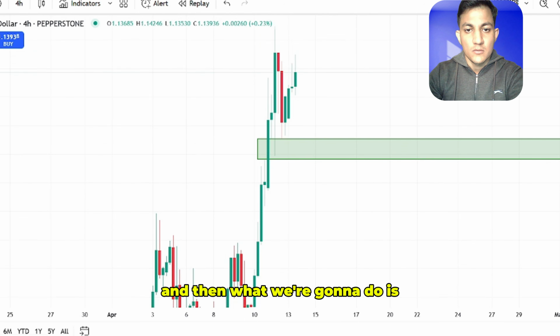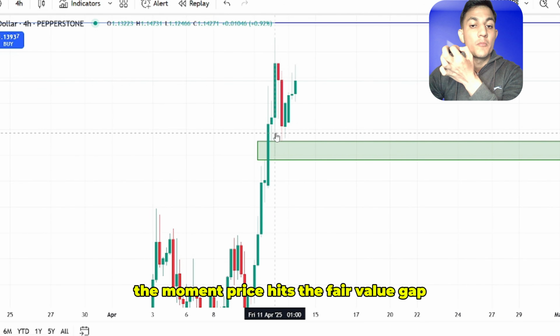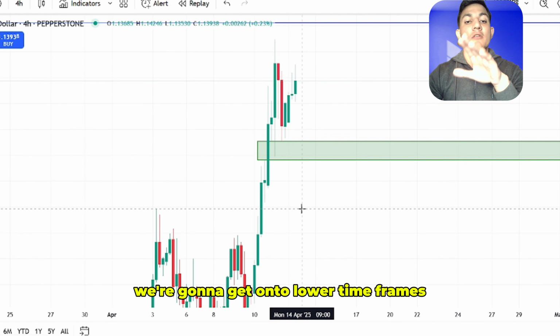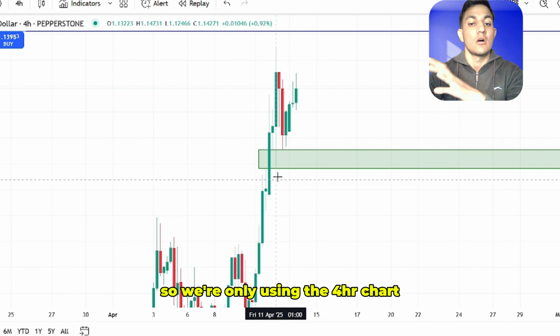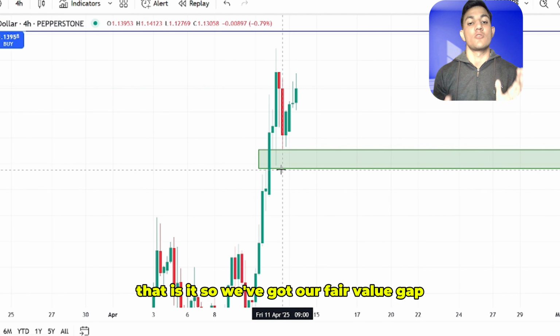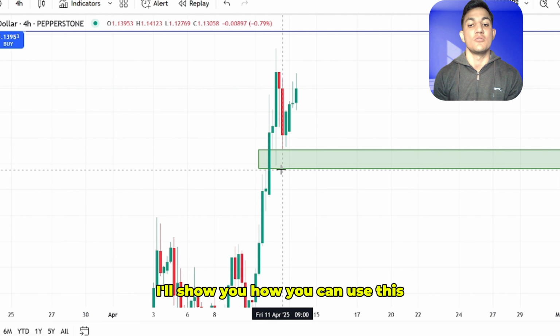And then what we're going to do is wait for price to hit the fair value gap. The moment price hits the fair value gap, we're going to get onto lower time frames and start looking for our entries. So we're only using the 4-hour chart just to find a fair value gap. That is it. So we've got our fair value gap now, and now I'll get onto the lower time frames. I'll show you how you can use this to start making money.